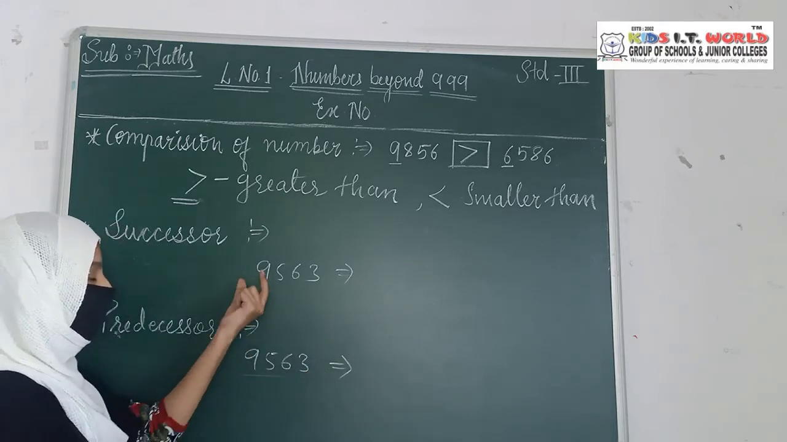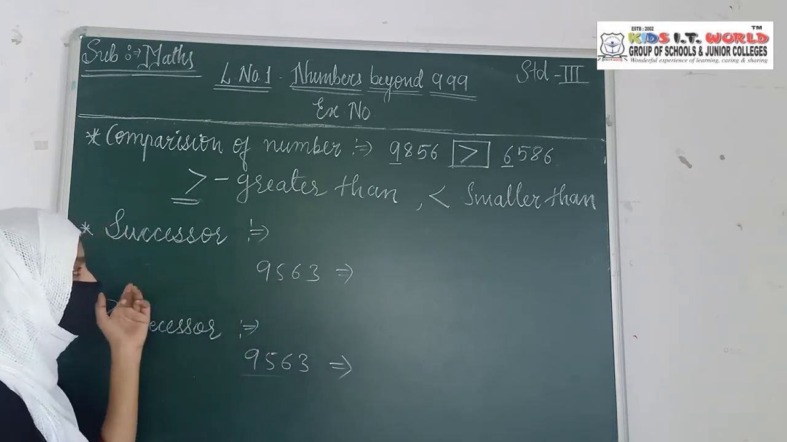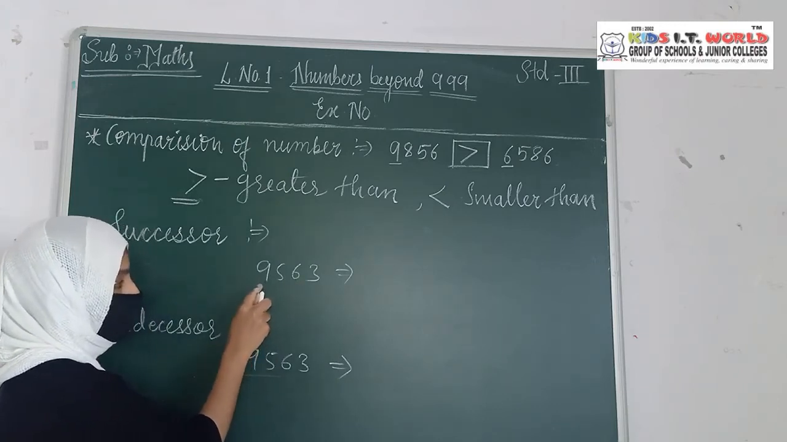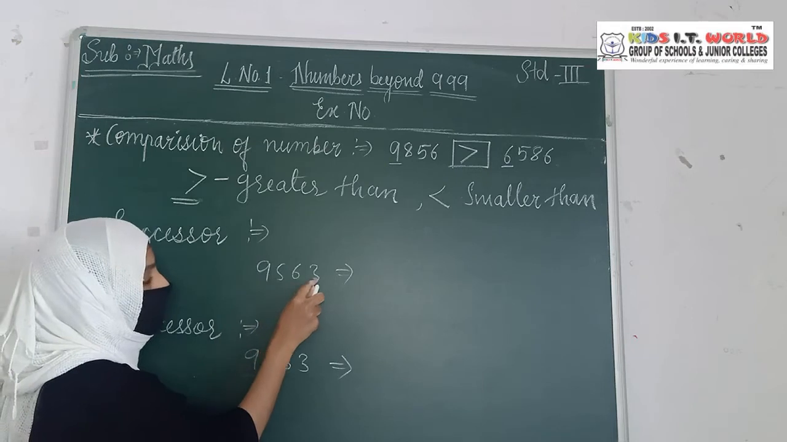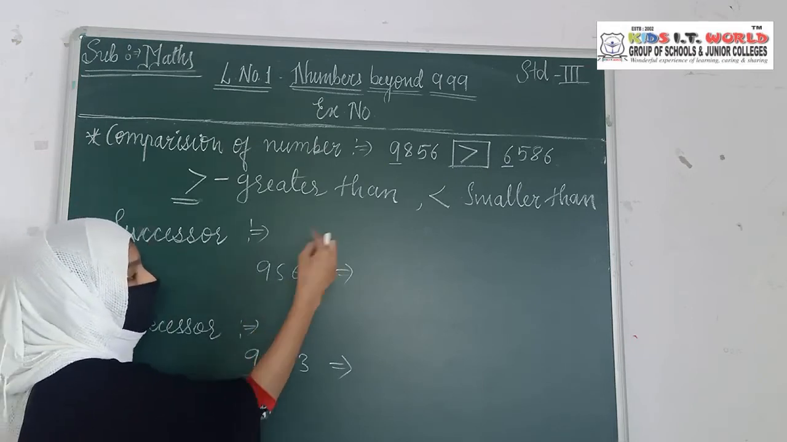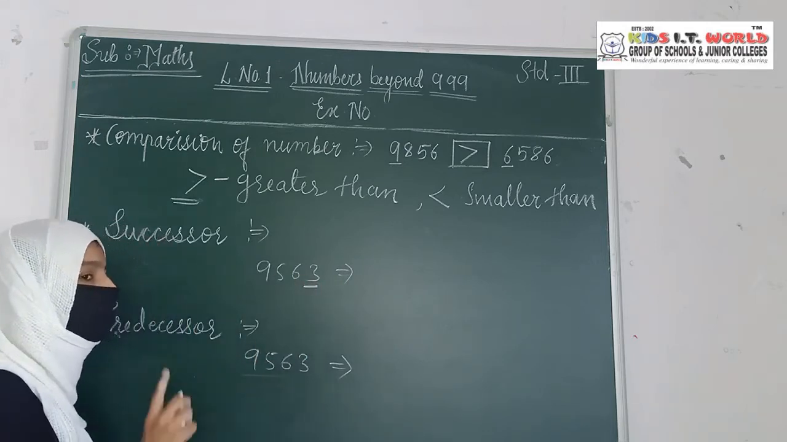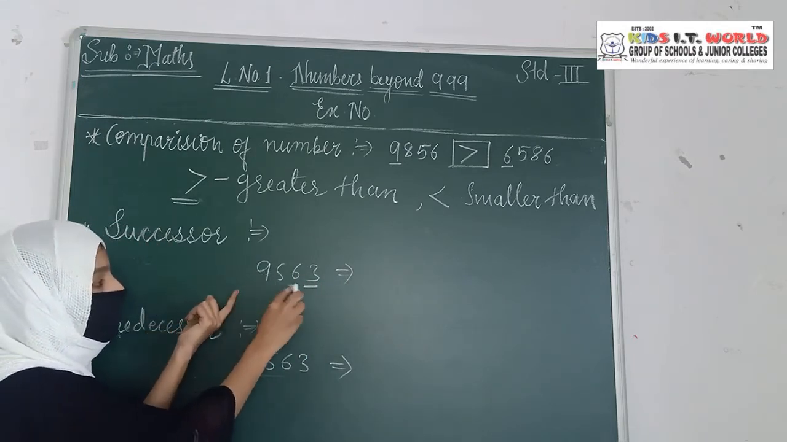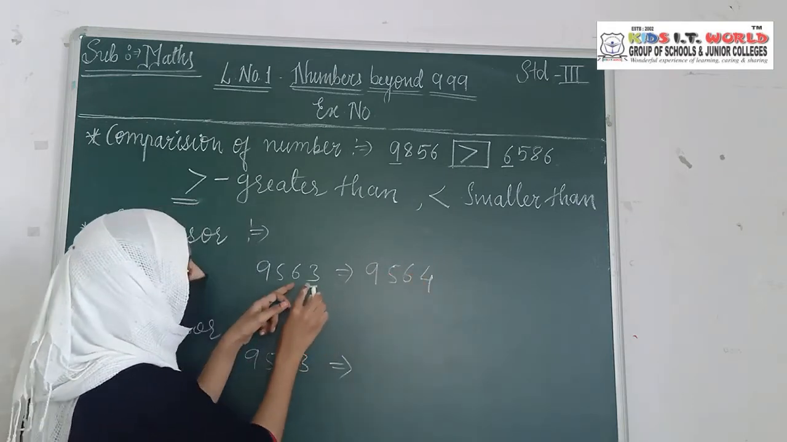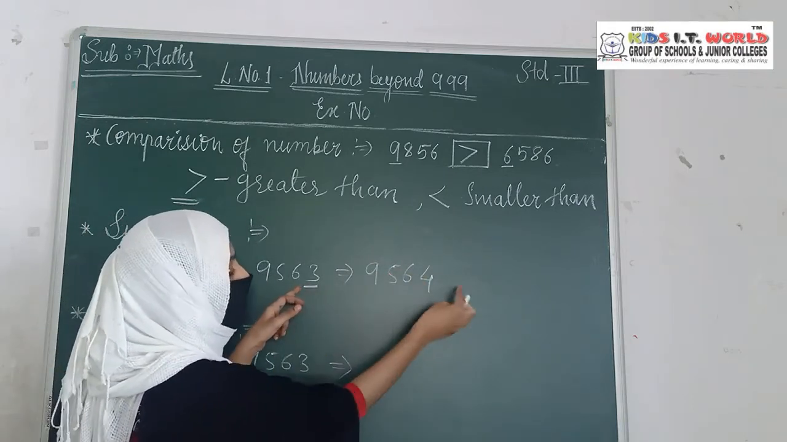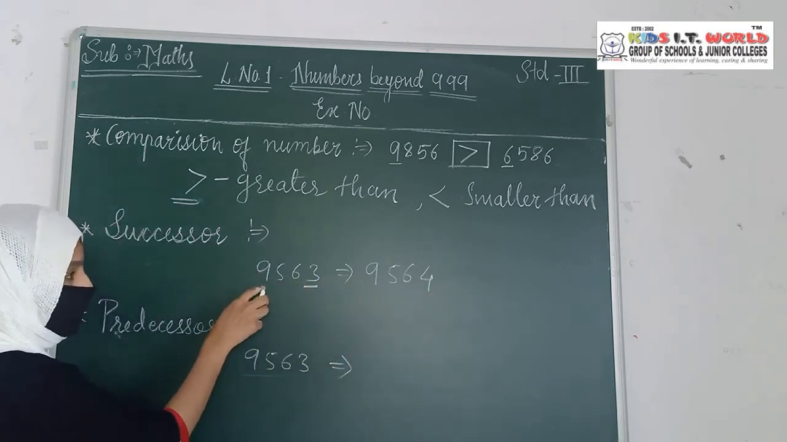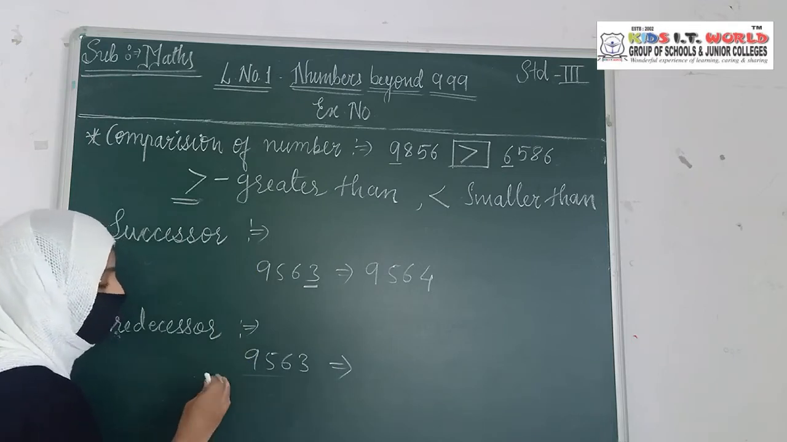So when we solve the example, you will be able to understand what successor and predecessor are. For example, you have to find the successor of 9563. So what will be the successor? Successor means the number coming after the number. On the ones place we have 3. So the successor of this number will be 9564, because after 3 which number will come? 4. So this is the successor of this number. In the same way you have to find the predecessor.